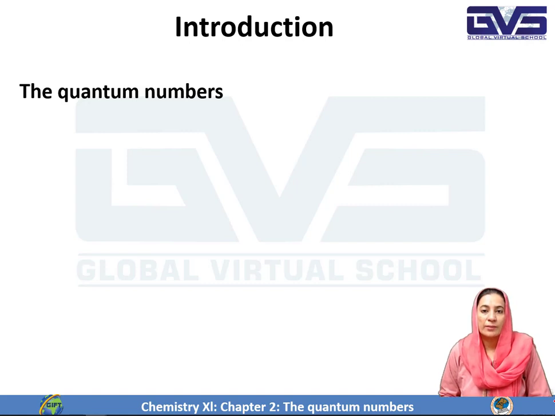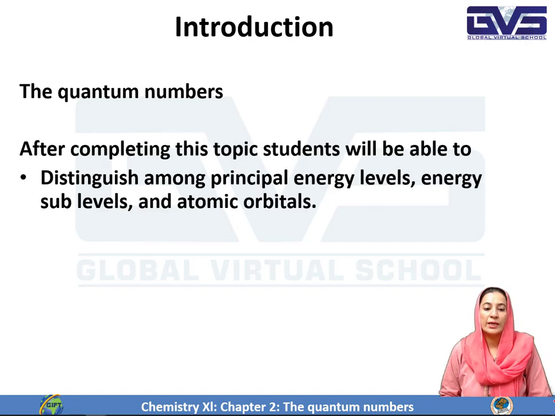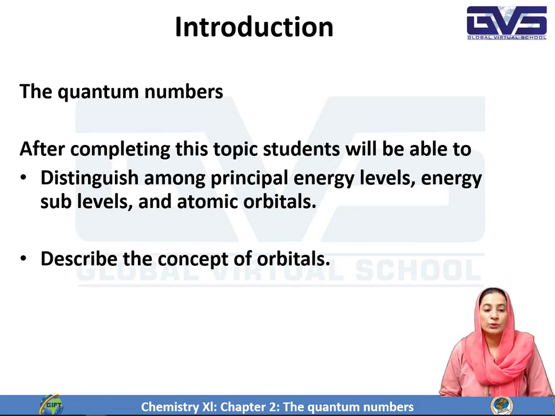Students, basically quantum number is used to describe the position of the electron, and after completing the quantum numbers, that are total 4, you will be able to distinguish among principal energy level, energy sublevels and atomic orbitals. Previously you already know about the principal energy level, that I used to call shell or orbit, and also you will be able to describe the concept of orbitals, not orbit. Because you are already familiar with the orbit but not familiar with the orbitals, this is a very important topic. You must focus on what I am discussing today.